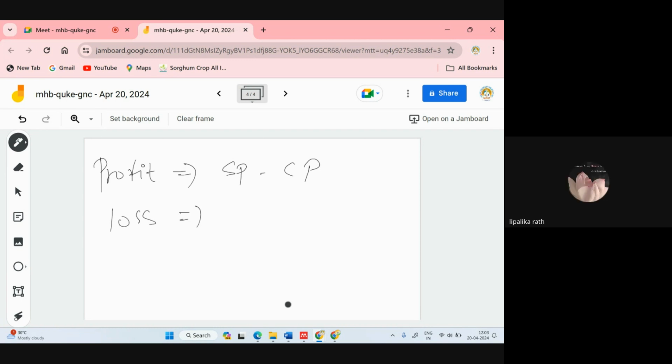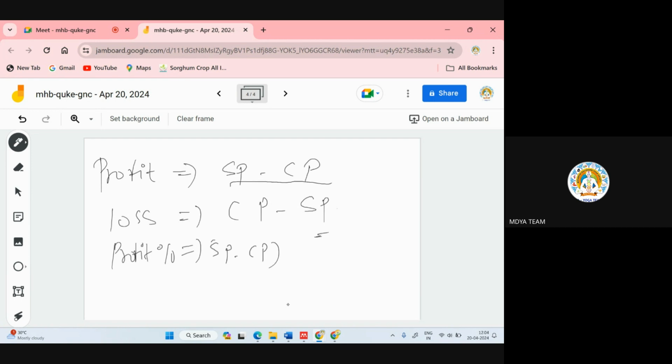Cost price minus selling price. Very good. Now what will be the profit percentage? Just like normal percentage, just write the difference first here: selling price minus cost price upon the value with which we are comparing.